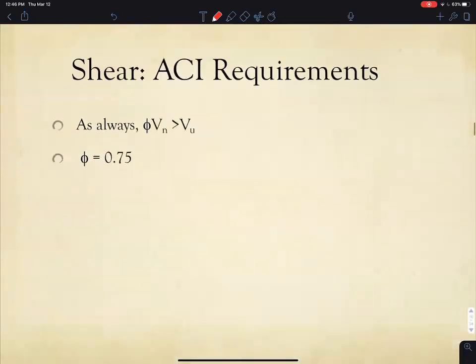Okay, that is probably the one behavior of shear you need to know. Next, we'll go into how ACI, the American Concrete Institute International, has codified these things. That will be the next lecture.